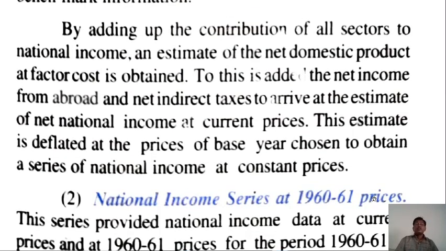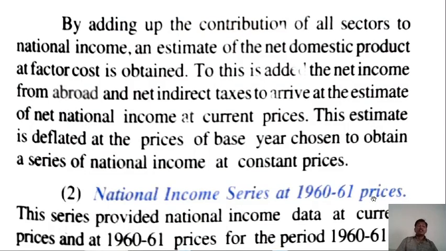By adding up the contribution of all sectors to national income, an estimate of the net domestic product at factor cost is obtained. To this is added the net income from abroad and net indirect taxes to arrive at the estimate of net national income at current prices. This estimate is deflated at the prices of the base year chosen to obtain a series of national income at constant prices.